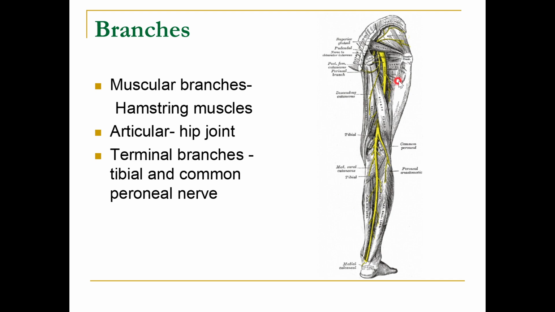The sciatic nerve gives articular branches to the hip joint and it divides into two terminal branches, that is the tibial nerve which runs in the midline, and here you can see the common peroneal nerve. So whenever the sciatic nerve is injured, both the common peroneal nerve and the tibial component will be affected.